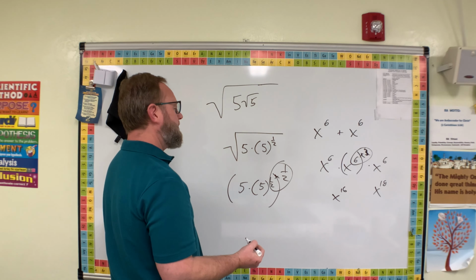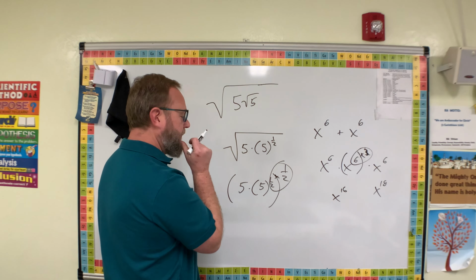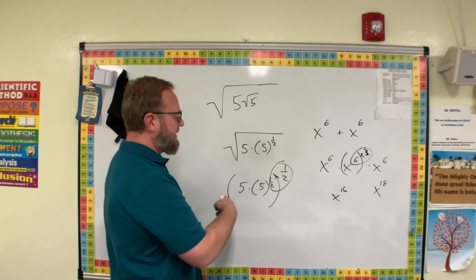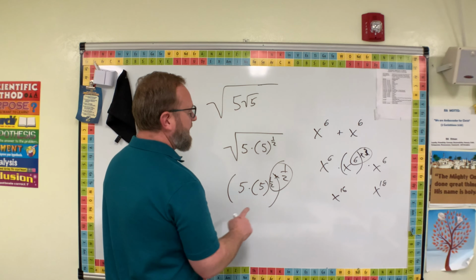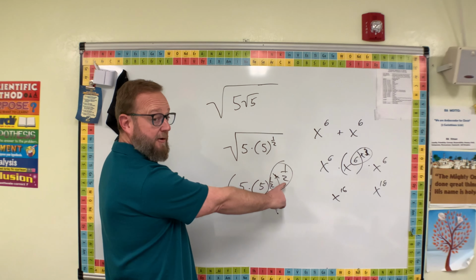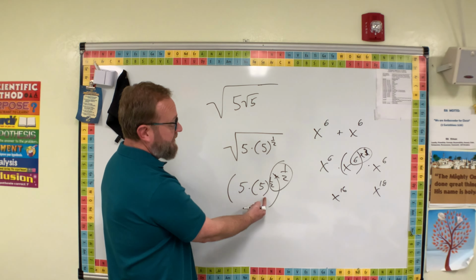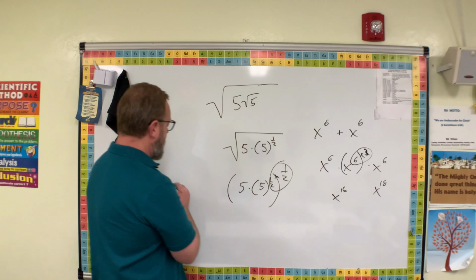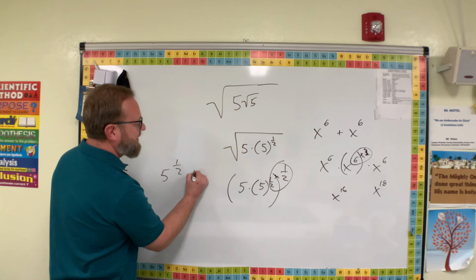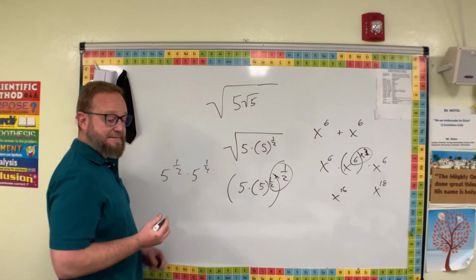But I've got to make sure I don't lose something in the translation of doing so. Because this 1/2 is to the power of what? This one and that term. So I have 5 to the 1/2 times 5 to the 1/4, right? Yes, sir.